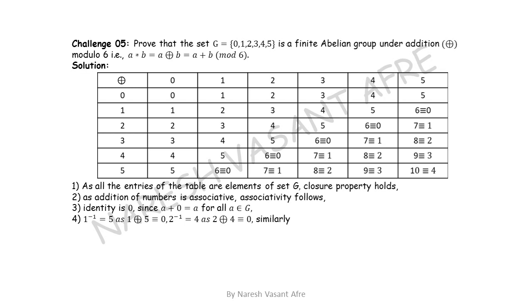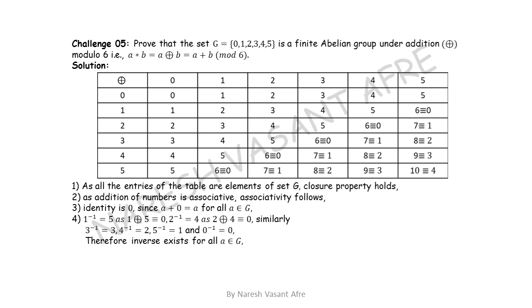The inverse of 2 is 4 because 2 plus 4 is 6, which is congruent to 0. So the inverse of 2 is 4 and the inverse of 3 is 3 and so on. The inverse of 4 is 2, the inverse of 5 is 1 and the inverse of 0 is 0. So yes, the inverse exists for each and every term. Hence this G comma star is a group.